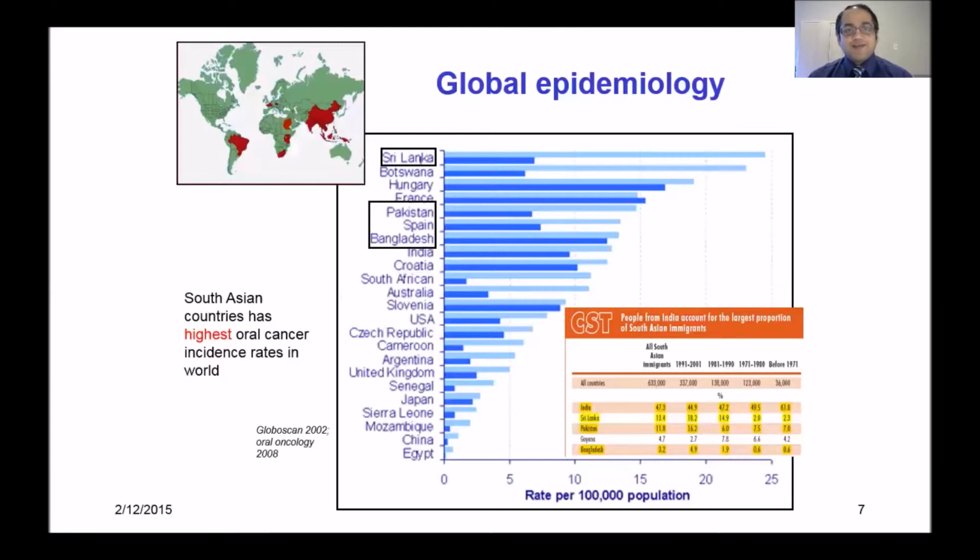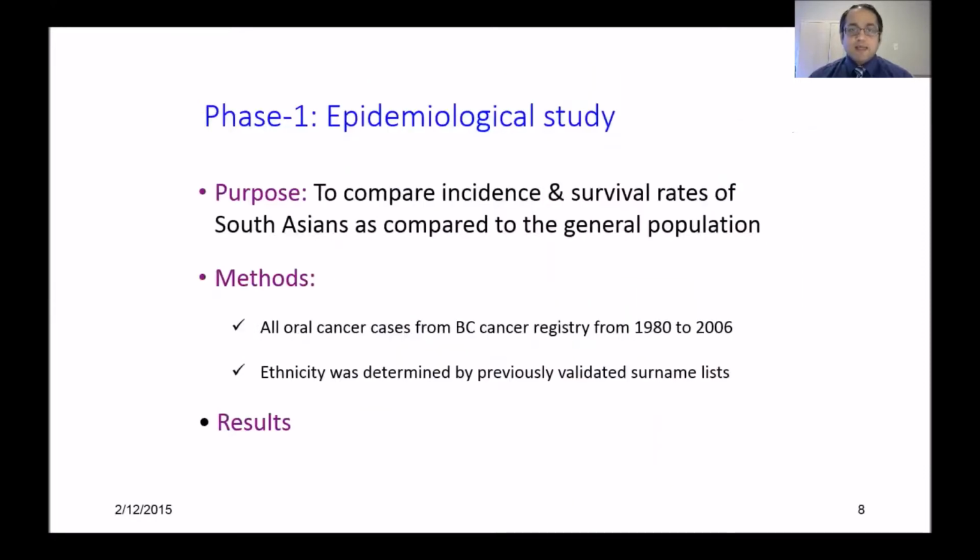So we have immigration from those countries that have the highest risk of oral cancers. But what we do not know is the risk of these immigrants after they have come to Canada, as compared to that of the general population. And this led to phase 1 of our study, in which we wanted to see the incidence and survival rates of South Asians as compared to the general population.